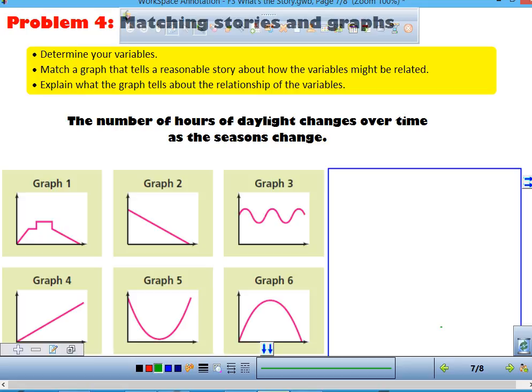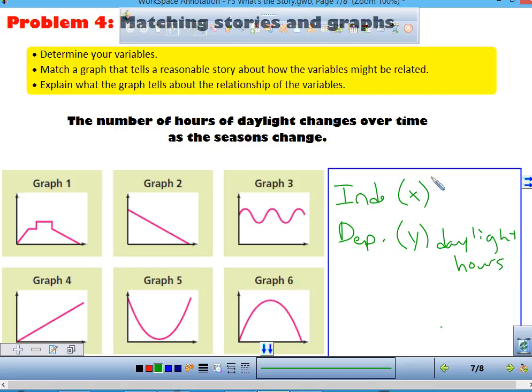It says the number of hours of daylight. The number of hours of daylight changes over time as the seasons change. So first we have to determine our variables. Independent variable and dependent variable. Okay? The daylight hours is dependent on the seasons.